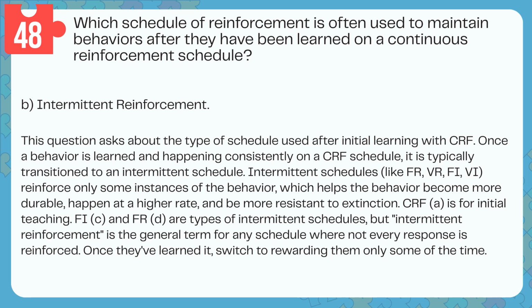CRF, A, is for initial teaching. FI, C, and FR, D, are types of intermittent schedules, but intermittent reinforcement is the general term for any schedule where not every response is reinforced. Once they've learned it, switch to rewarding them only some of the time.